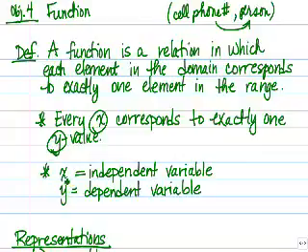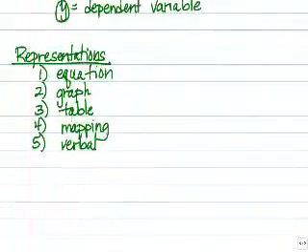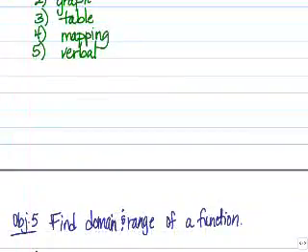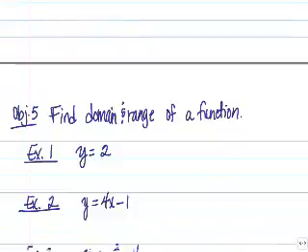And we call x in this case an independent variable, and y is called the dependent variable, because our value of y depends on the x. We can represent those in many different ways: equations, graphs, tables, mappings, and also verbal descriptions, kind of like what I was just doing before with the student ID and the cell phone number. And from these, you're going to need to be able to find the domain and the range.